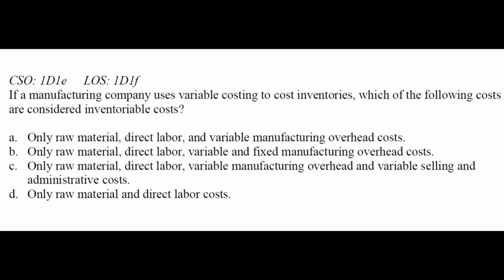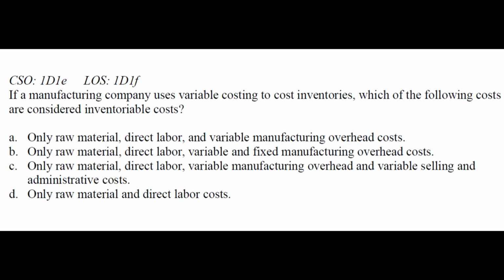A. Only raw material, direct labor, and variable manufacturing overhead costs. Correct. These are the inventoriable costs under variable costing because they are directly associated with producing each unit and vary with production volume. B. Only raw material, direct labor, variable and fixed manufacturing overhead costs. Incorrect. This describes absorption costing, where both variable and fixed manufacturing overhead are included in inventory.